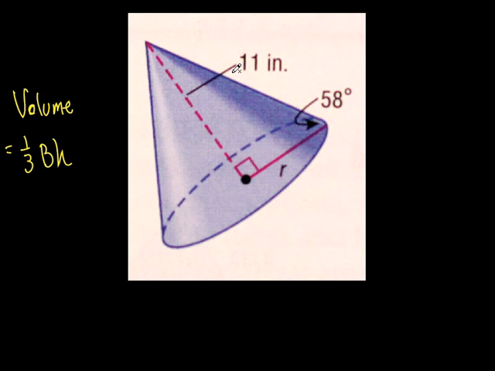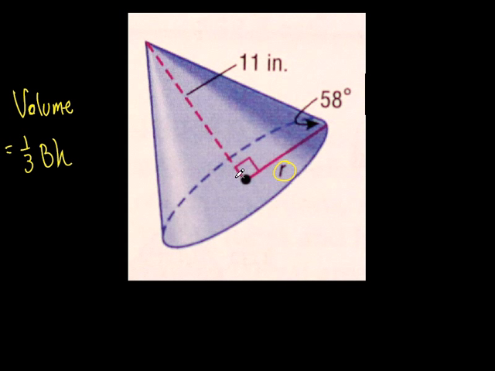That's the height right there, 11. We know 1/3, obviously. The area of the base. How do we find the area of the base? Well, it's pi r squared. Problem is the r. I don't know the r, but they give us something else. They give us this 58 degrees. So I should be able to use that 58 degrees to find this r.